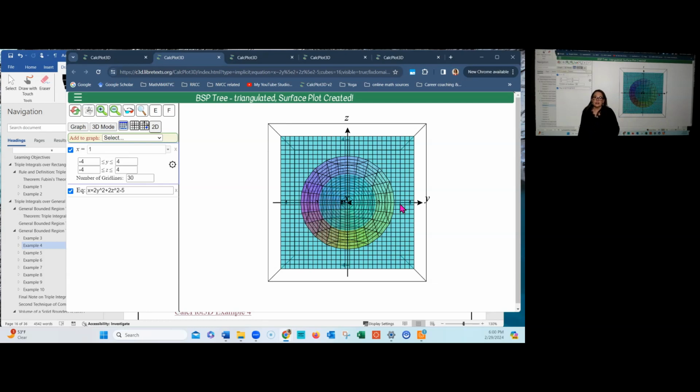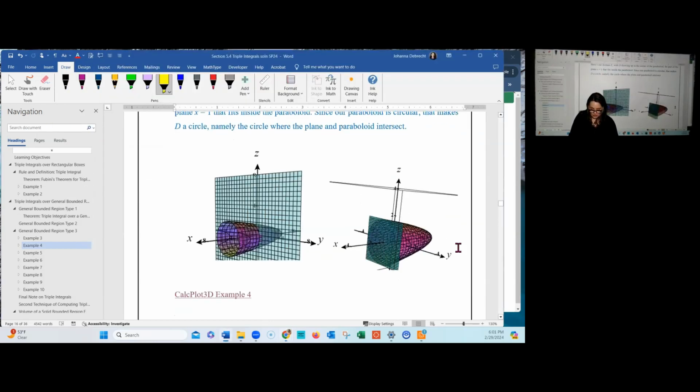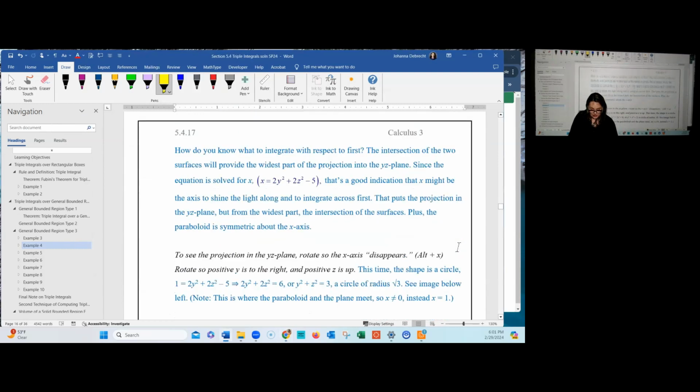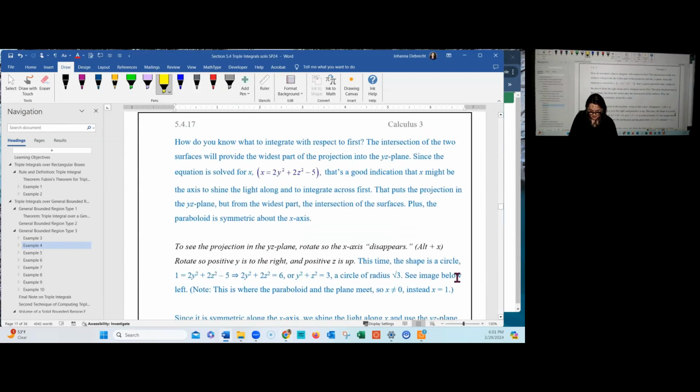However, it's not entirely clear what the radius of the circle is. In order to find that, we need to find that intersection between the paraboloid and the plane x equal 1. That will give us the widest part of our surface, which will give us the shadow that is being cast. In order to do that, we set the two equal to each other. We have x equal to 1, and we have the paraboloid equation here.